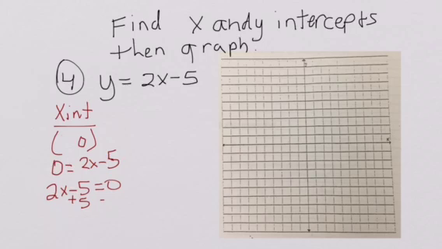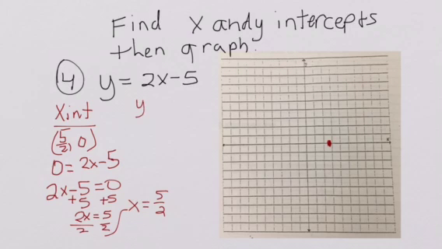0 pair out the 5. So 2x is equal to 5. Divide by 2, divide by 2. And I have x is equal to 5/2. So my x-intercept is 5/2, 0. So I'm going to go over to my graph, and I'm going to go over 2.5 and 0, and that is going to be my x-intercept. That is the point that's on the graph and on the x-axis.